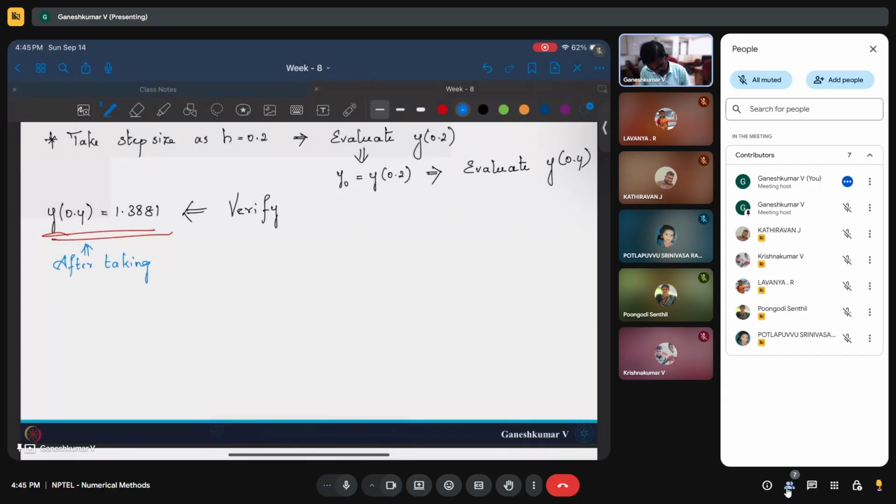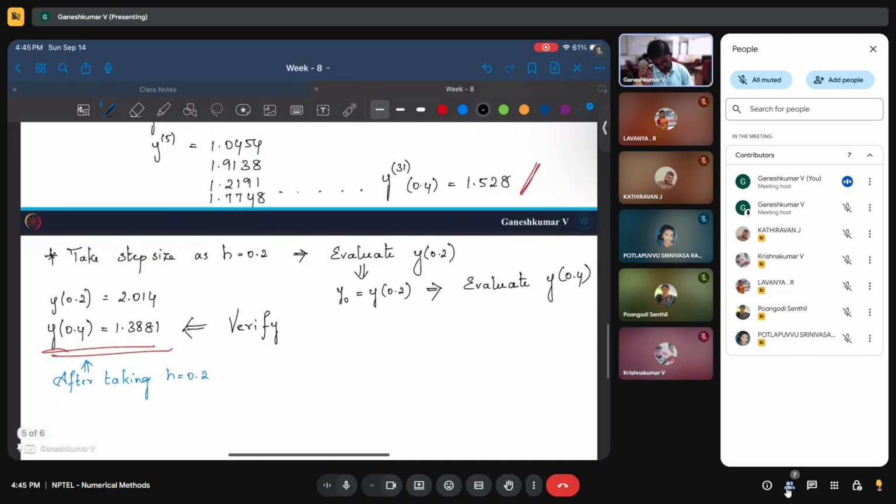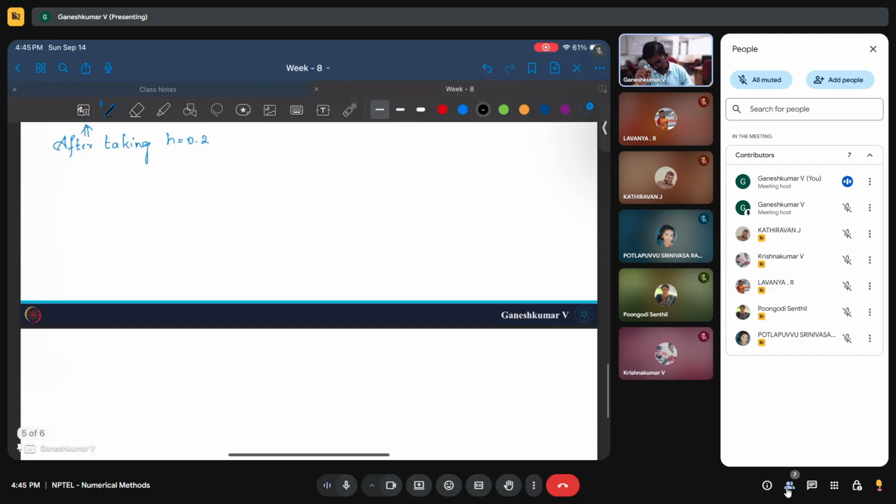After taking h equal to 0.2, I also know y at 0.2. So y at 0.2 was something around 2.014. After taking the step size, I was able to reach 1.3881. But we don't know whether this 1.528 or 1.3881 is the accurate solution or not, because we don't know the solution, right? So why don't we derive an analytical solution for this?